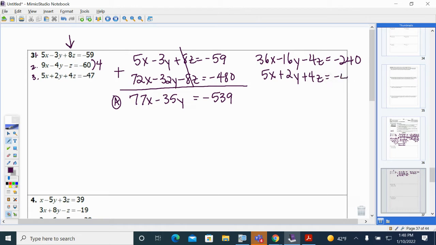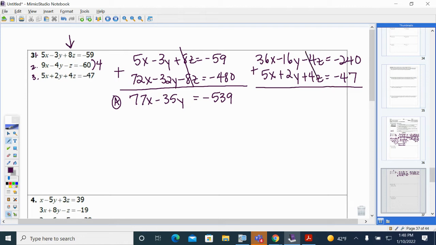The trick is making sure that you eliminate the same variable to get equation A and equation B. If you make a mistake and you eliminate, say the x's in one and the y's in the other, you've just created a mess. So it's important that you do eliminate the same variable both times.